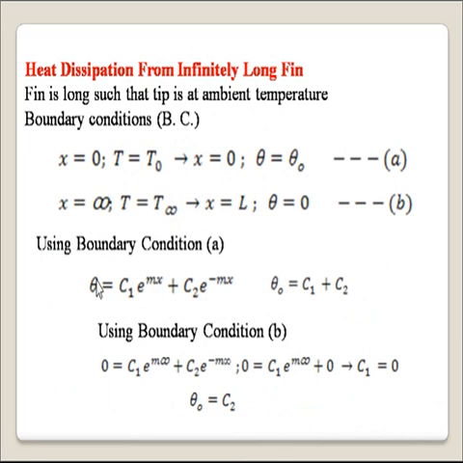Now we'll see the heat distribution equation and heat transfer equation for an infinitely long fin. When the fin is long such that the tip is at ambient temperature, we have the following boundary conditions. At x equal to 0, the base temperature is T naught, that is, theta is equal to T naught minus T infinity, which is theta 0. This is boundary condition A for the infinitely long fin.